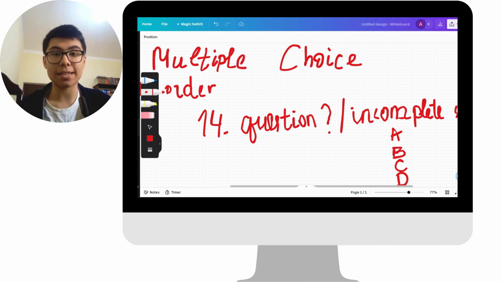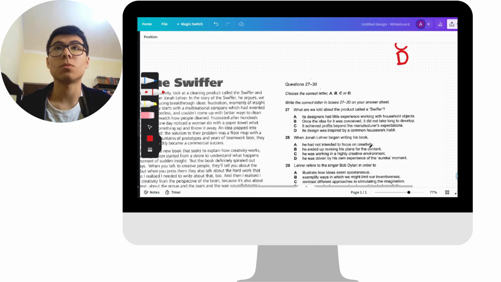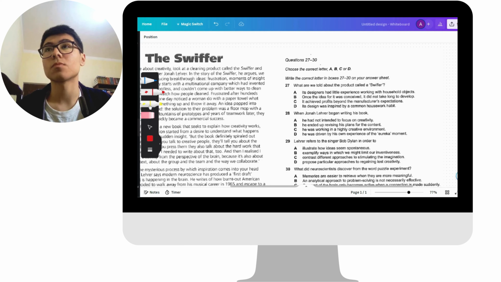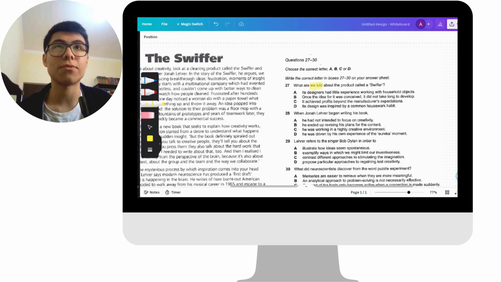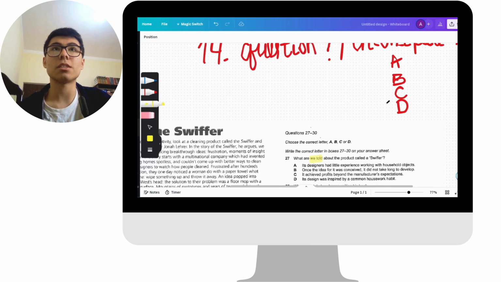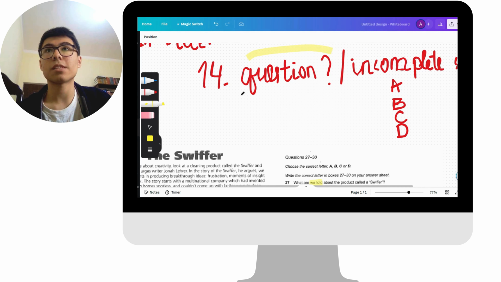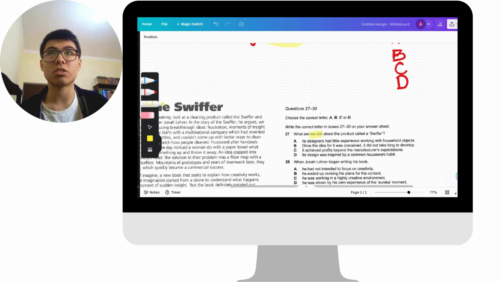So let's have a look at the real example. So here we have it. As I said, the first thing that you're gonna do is read the questions first and highlight keywords. What are we told about the product? Call it a Swiffer. So the question is asking about what are we told about that product, right? And that product is named Swiffer. This question is the first type of multiple choice question, not the second type, because it ends with a question mark. It states a direct question, right?